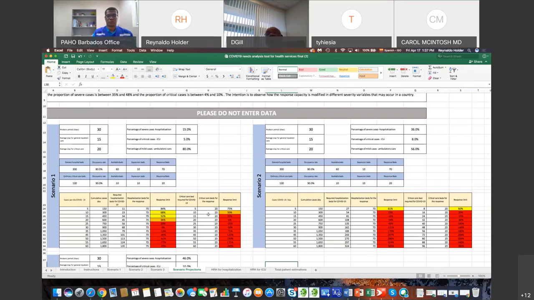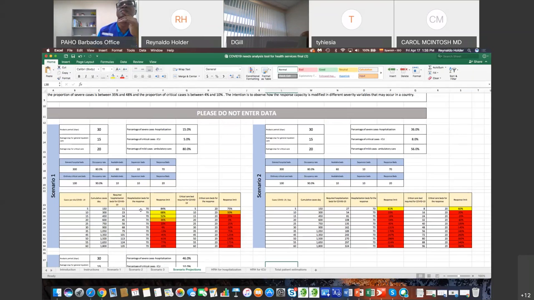But when you look at the intensive care beds now, where there's only 20 beds available, as soon as the hospital is seeing 10 patients per day with COVID diagnosis, they will be at 50% response capacity, in the orange zone. And at 15 patients, the alarm begins to sound. And once they achieve a little bit over 20, exactly 22 patients per day, they will be in a situation where the service will collapse completely.